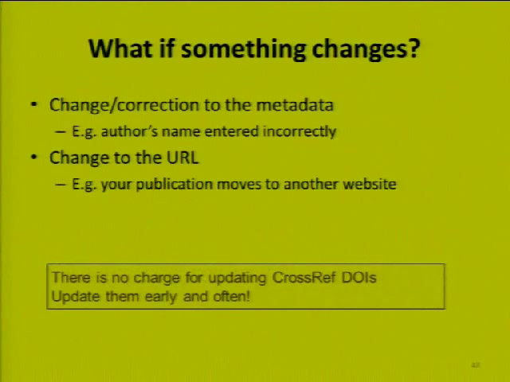Now, maintaining your DOIs. Things change, particularly the URL, and also sometimes you made a mistake. The author's name was misspelled or something. So you might want to update your metadata. In this case, you resubmit the metadata, and it just overwrites whatever was there on the database, because everything is identified by the DOI. So if you submit a new file with the same DOI as an old file, it will overwrite the old file.